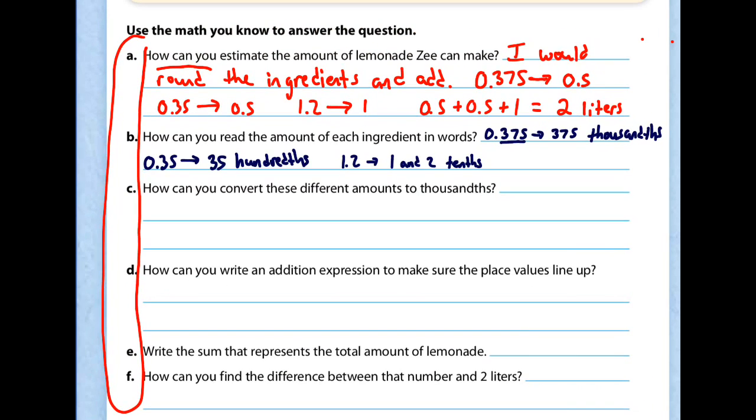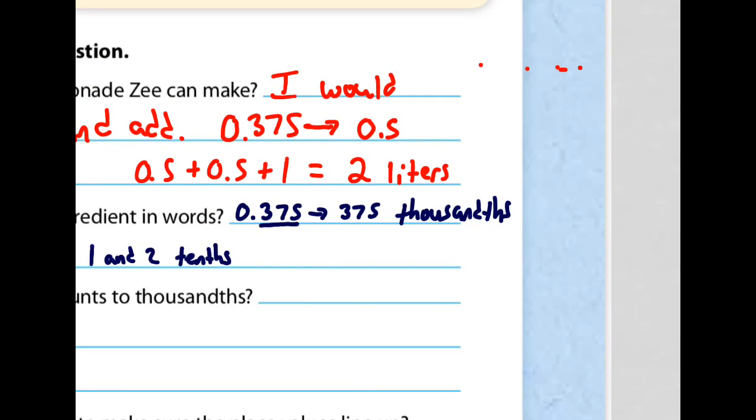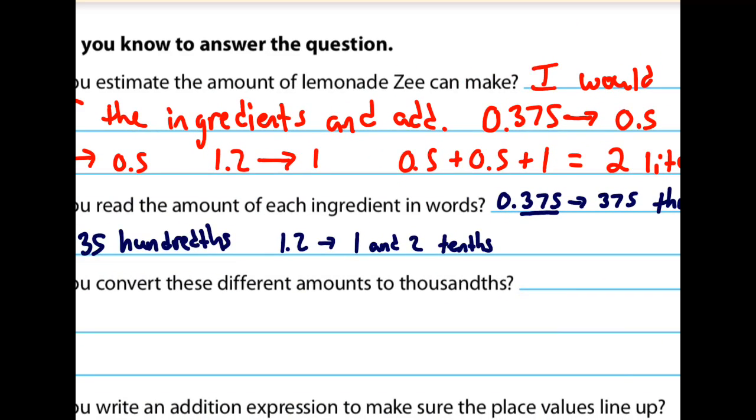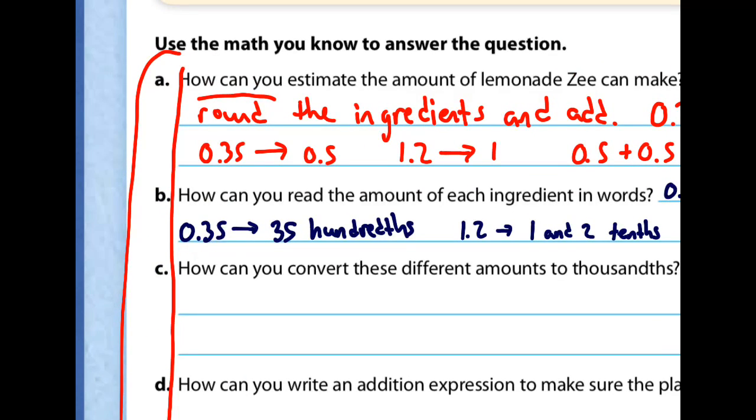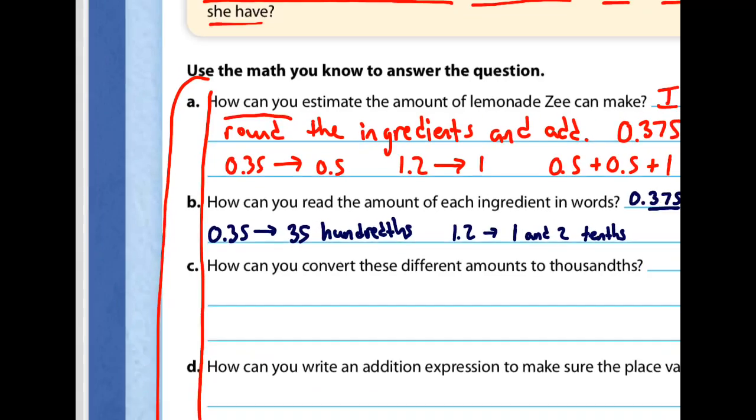All right. So remember, anytime you have to correct mistakes, pause the video, correct your mistakes, and then restart the video. Now C says, how can you convert these different amounts to thousandths? Well, the first one here is already thousandths, right? So the 1 and 2 tenths we can convert to thousandths just by adding 2 zeros after it. And the 35 hundredths we can convert to thousandths by adding 1 zero after it.